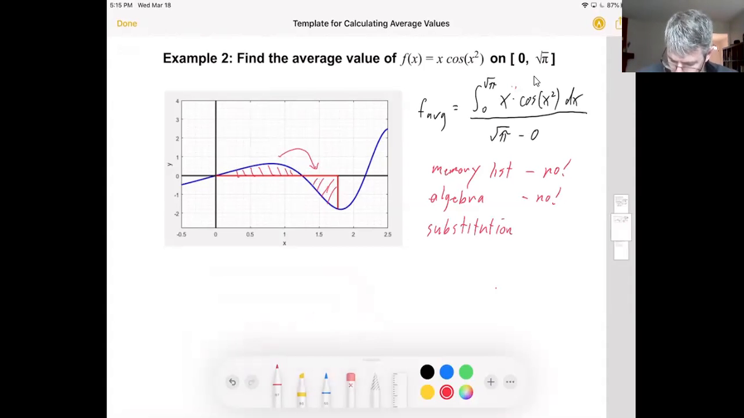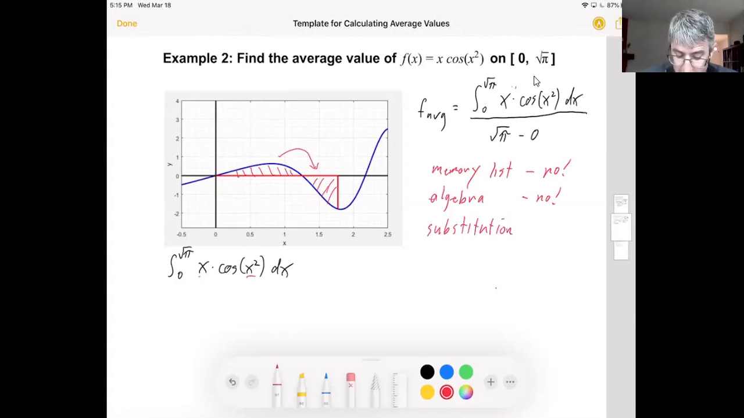So let's just rewrite the integral down here and figure out what the numerator will be. So we have the integral from 0 to the square root of pi of x times the cosine of x squared dx. And we need to figure out what to substitute for. So it's a little bit of quick guessing. If we substitute for x, that doesn't really get us anywhere because its derivative is 1. So the next most complicated thing to substitute for would be x squared.